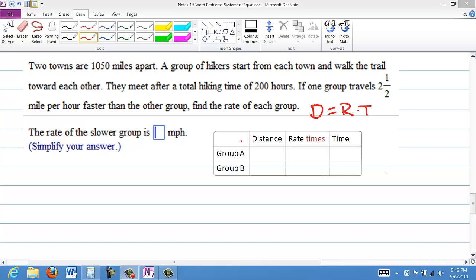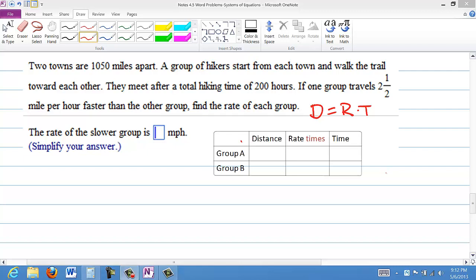Two towns are 1,050 miles apart. A group of hikers start from each town and walk the trail towards each other. They meet after a total hiking time of 200 hours. If one group travels 2.5 miles per hour faster than the other group, find the rate of each group.